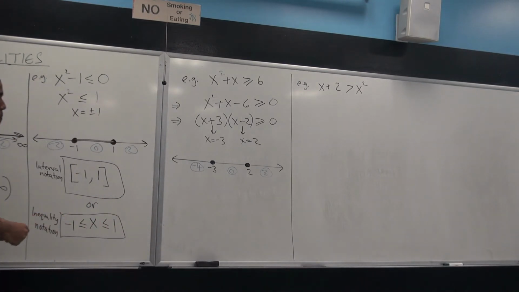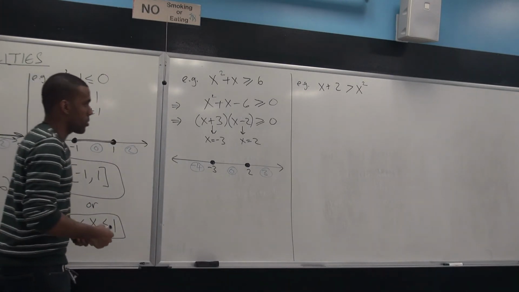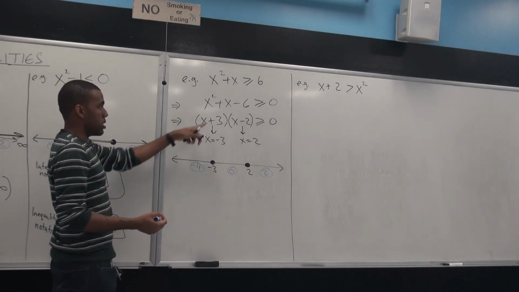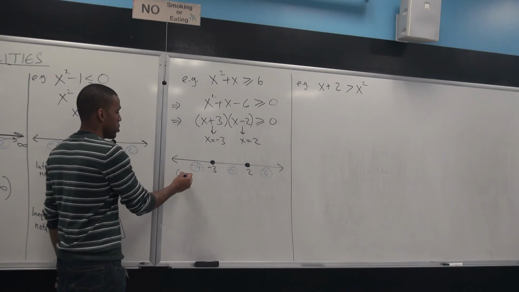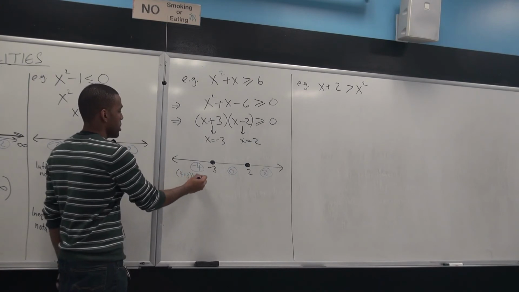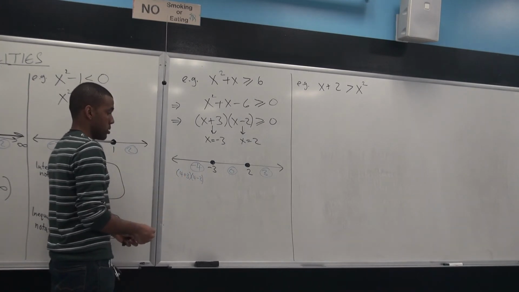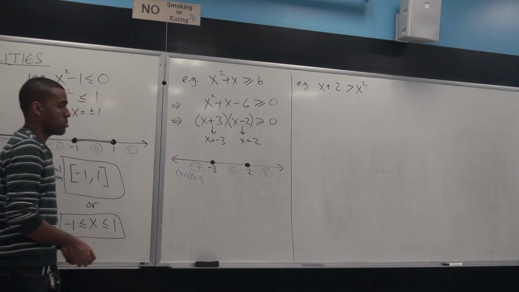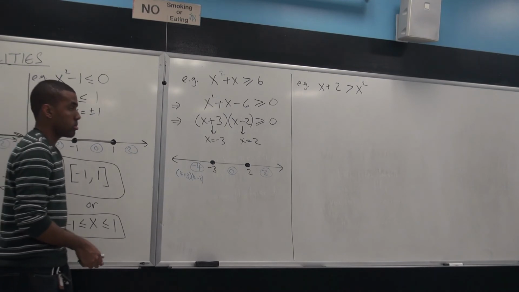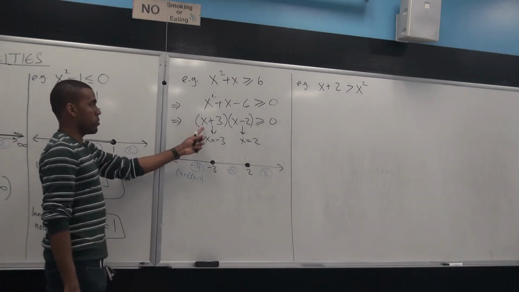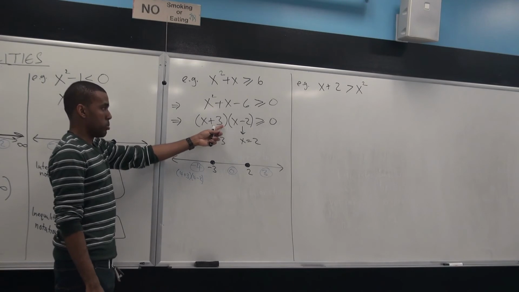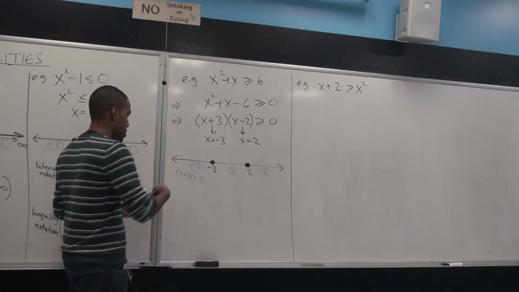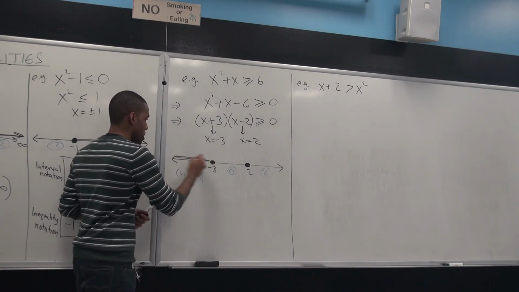You can test 3. So if I plug this in, I take (4 + 3) times (4 - 2). Is that greater than or equal to 0? Plug in 4 here, that's positive. Plug in 4 here, that's still positive. So yes, that does work. This works over here, so all of this works.